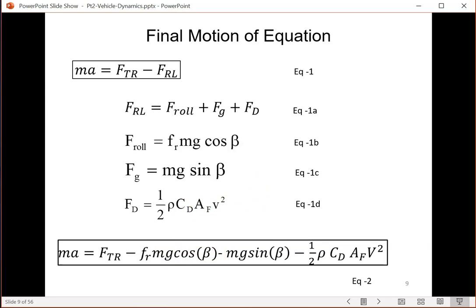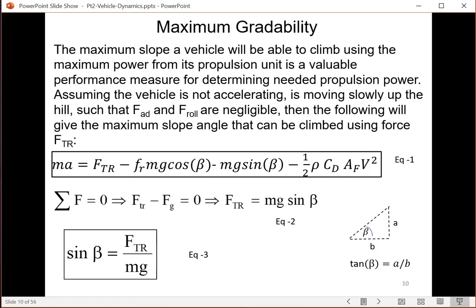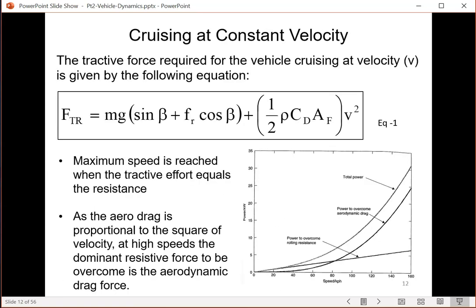will be up against the traction force, i.e. the traction force is used to overcome the rolling resistance, the gravitational resistance, and the air drag. Now, when we try to work out the maximum cruise speed, we can actually ignore the gradient as well.